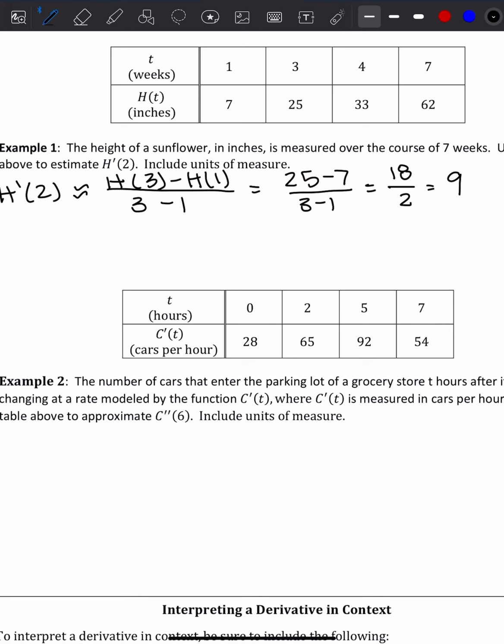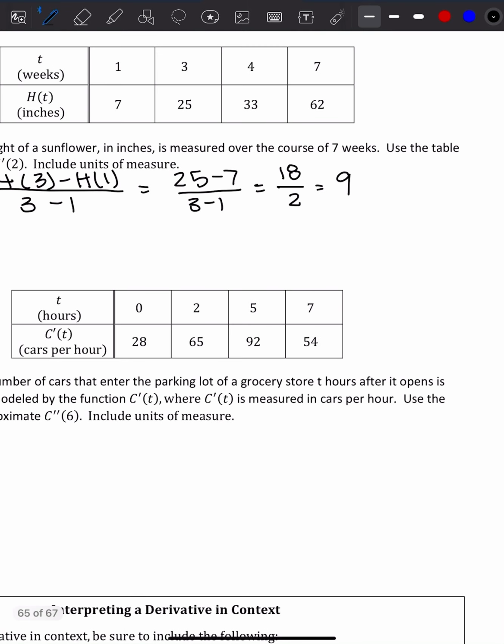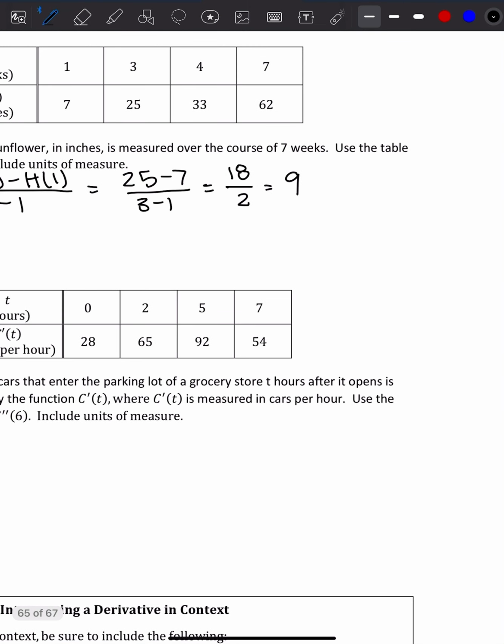So t is in weeks, h of t is in inches. So we're looking at this being inches over weeks. So at week 2, the growth of this sunflower, or the height of the sunflower, is increasing, because it's a positive number, by 9 inches per week.